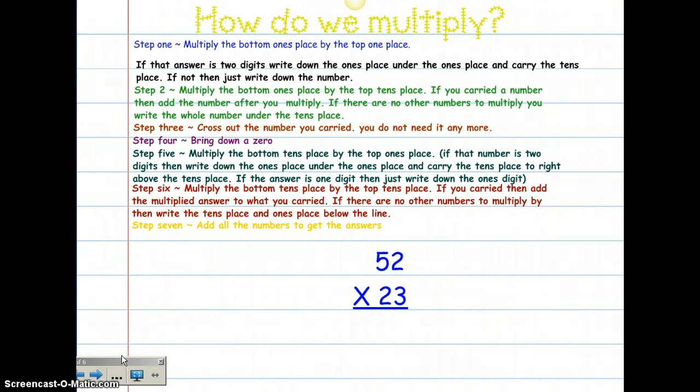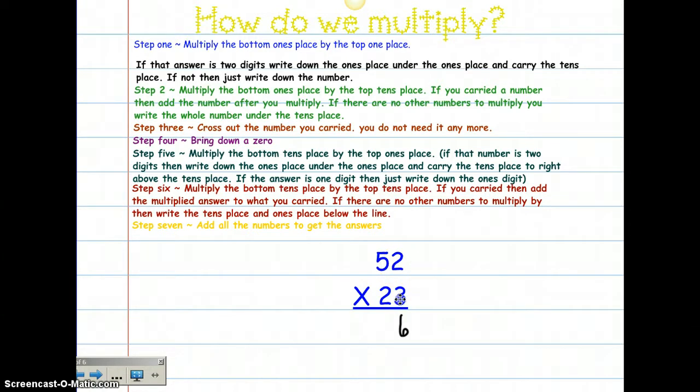Okay, so here we are to the traditional steps of multiplication. How do we multiply? So I have the steps written here, and I have also attached your steps to your homework. So you might want to tear off that extra sheet so you can follow along with the steps. Step 1, you're going to multiply the bottom ones place by the top ones place. So 3 times 2. Well, 3 times 2 is 6.